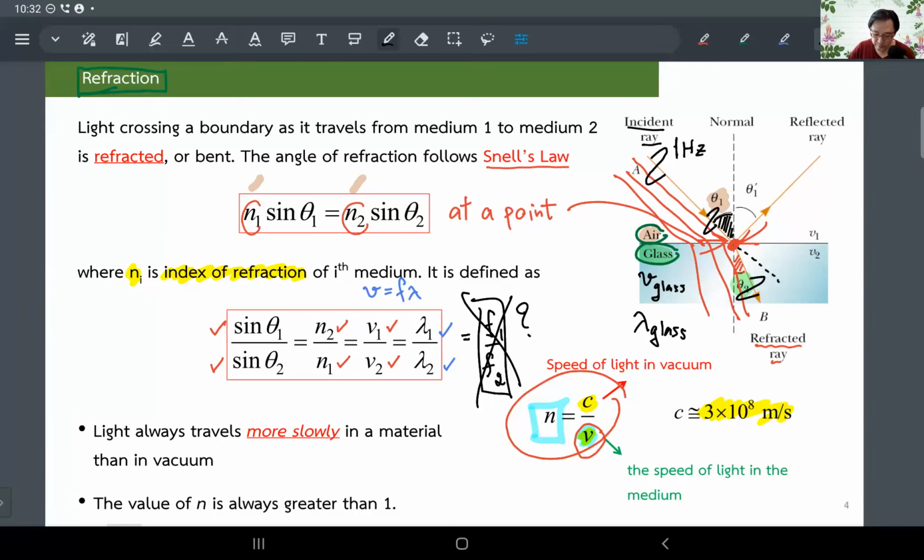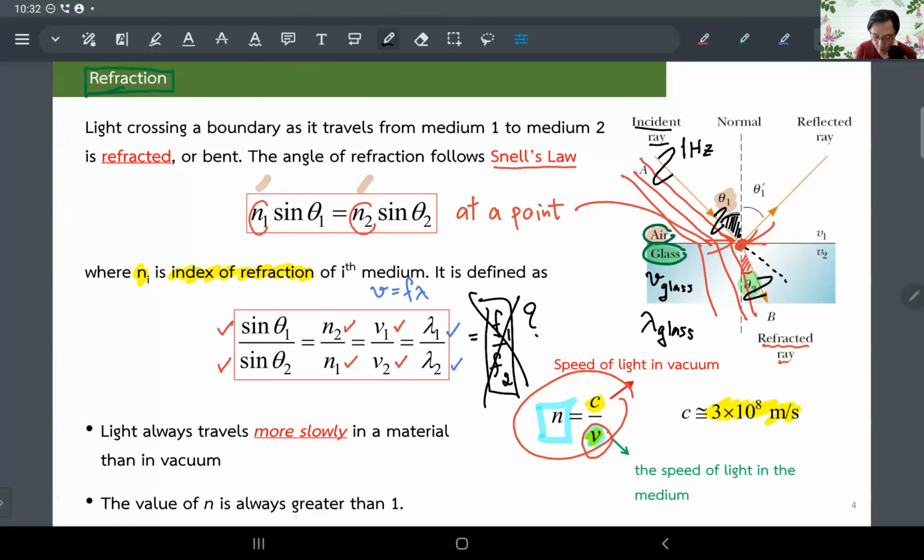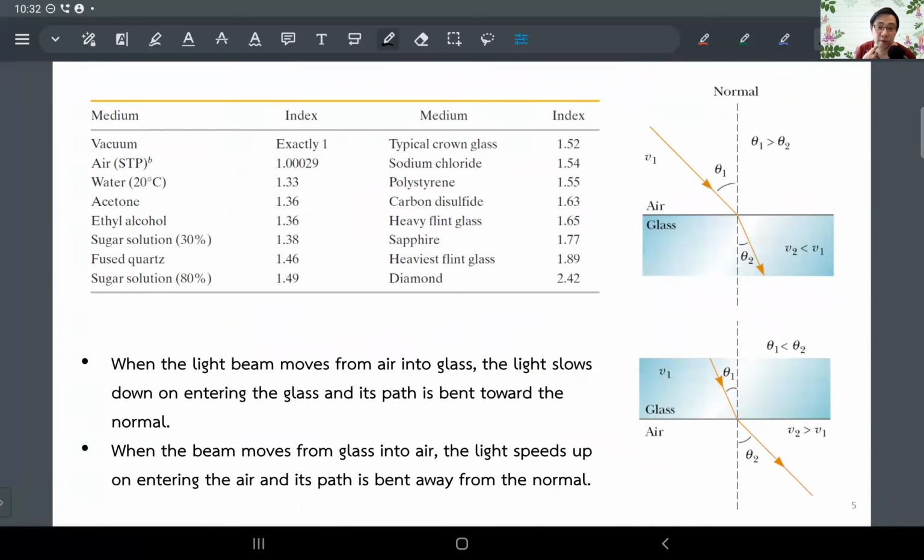So once again, n is always greater than 1. It's exactly 1 in vacuum. This table gives you some examples of n in some substances. A vacuum is 1. However, the gas in the air is pretty light and doesn't have a lot of effect on the speed of light, so you can pretty much assume that the n of air is 1. That's fine. Water is about 1.33.